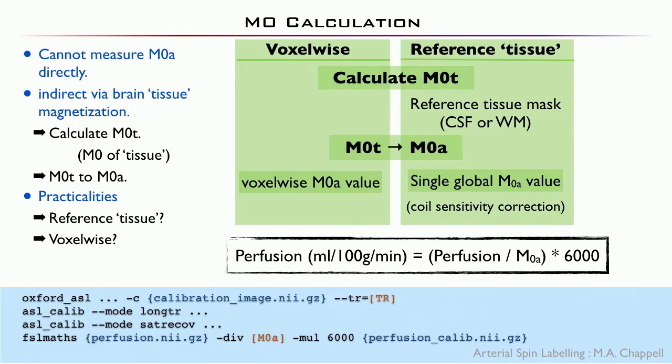Or you can try and do it via reference and say, I'm going to take all of the ventricles, all of CSF, or I'm going to take all of white matter, and I'm going to come up with a single value for the M0 of that tissue and convert that to the single global value of M0. Either way, once you've got that number, that then allows you to take your relative perfusion measure from your kinetics and convert that into absolute perfusion and scale it to get it into the standard units.